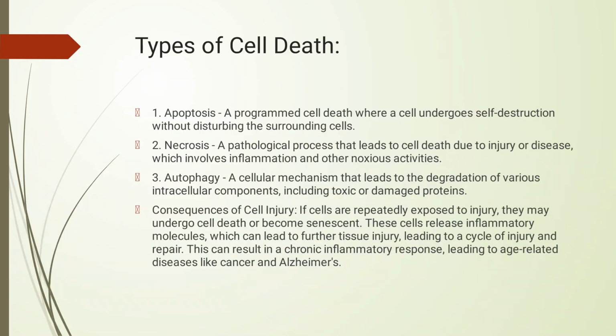Then types of cell death: we have already seen apoptosis and necrosis. Necrosis is a pathological process that leads to cell death due to injury or disease. Apoptosis is a programmed cell death where the cell undergoes self-destruction without disturbing the surrounding cells. One more is autophagy, a cellular mechanism that leads to the degradation of various intracellular components, including toxic or damaged proteins.